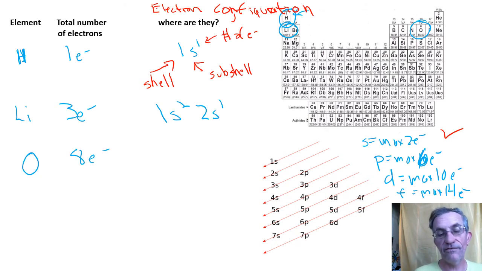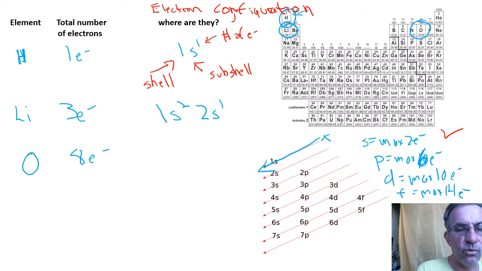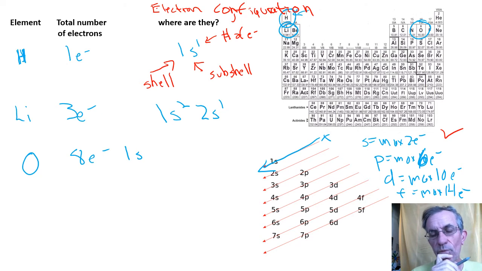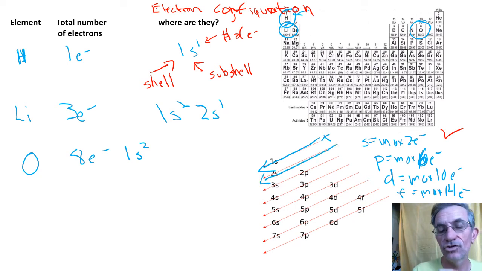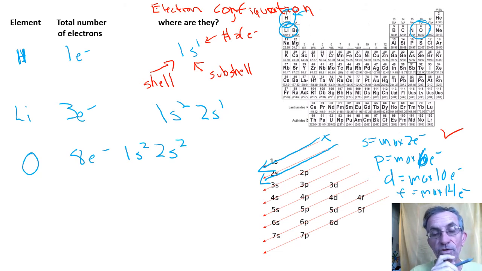So we're going to start off right here. You're going to fill up the 1s level. So we'll write 1s, and it's going to be 1s2, the first thing to fill up, because s is only going to go to 2. When that 1s is full, we got to move on to the next level. We'll fill up 2s. That's the next arrow. 2s, s's can only go to 2. 2s2. And then we'll move on.